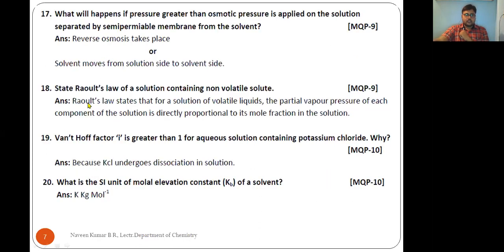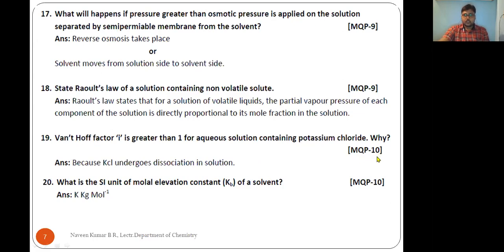Next question. State Raoult's law of a solution containing non-volatile solute. Again, it's a direct question. So Raoult's law states that for two volatile liquids, the partial vapor pressure of each component is directly proportional to its mole fraction present in the solution. That is, P is equal to P naught times mole fraction, whether it is for the first component or second component. You can consider the respective pressure terms and mole fraction term.